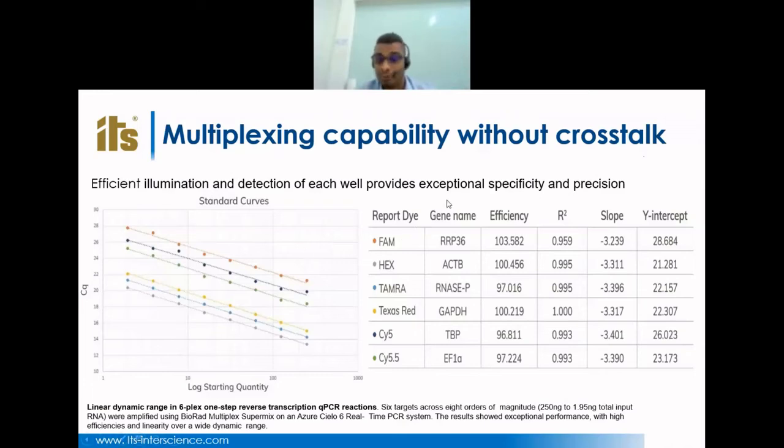But in Azure, remember, there are specific emission filters and specific excitation filters. And when you couple this together with the single well scanning, right, there is very little bleed over. Okay, so your 6-target multiplex would look something like this. You will have very good R-square values for all of your targets.